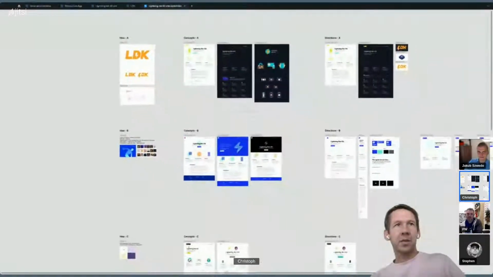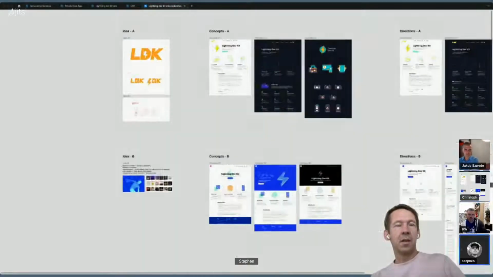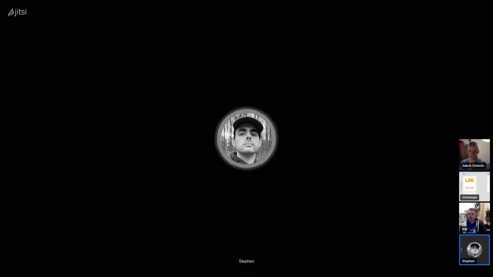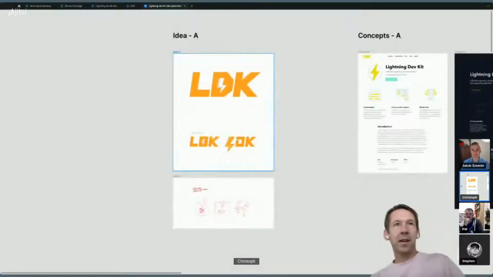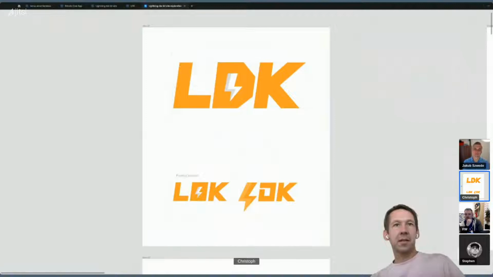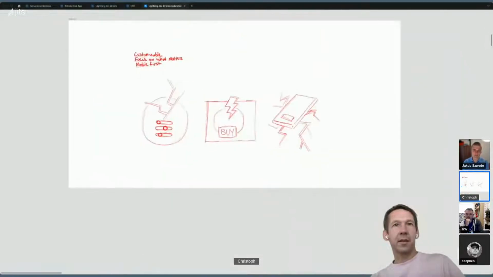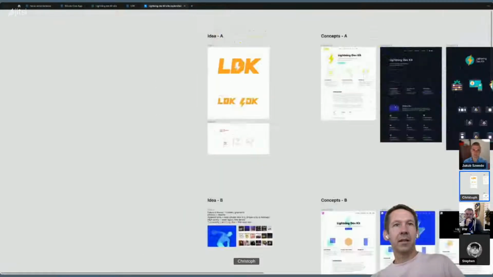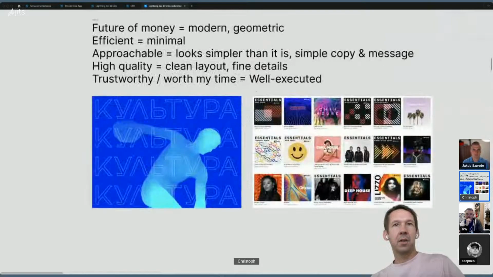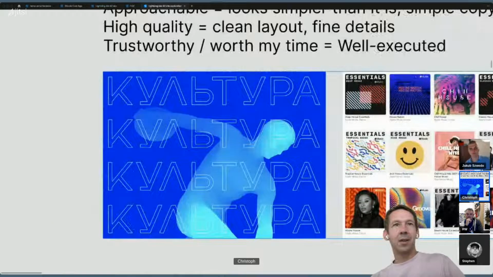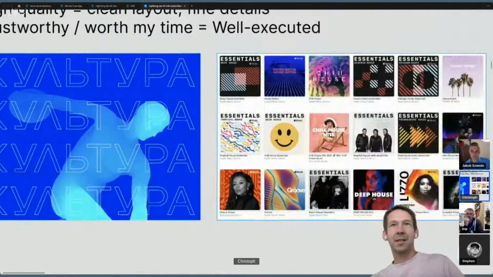Okay, so I have an example here. Stephen, was this your idea at the top? No, that was Ed's, but I'm the one right next to him. I've got a lot of stuff on that page, but that particular one is Ed's. So there was idea A here: Ed sketched out this logo idea for LDK. And the second one, that was mine. I was like, well, let's use these crazy graphics here.